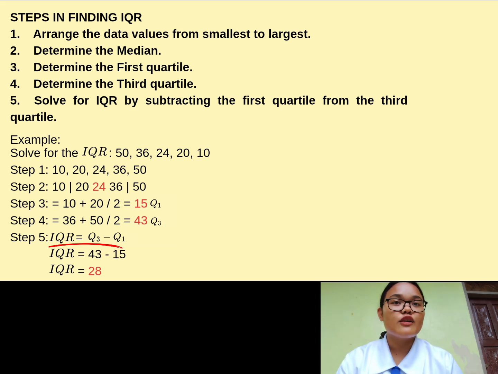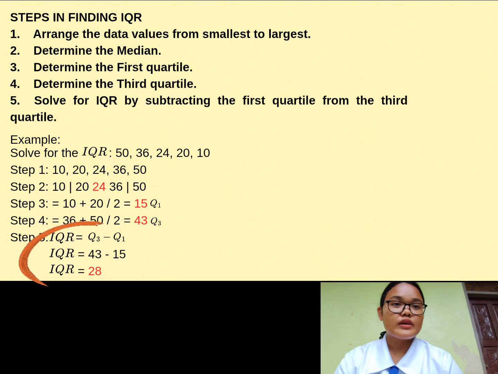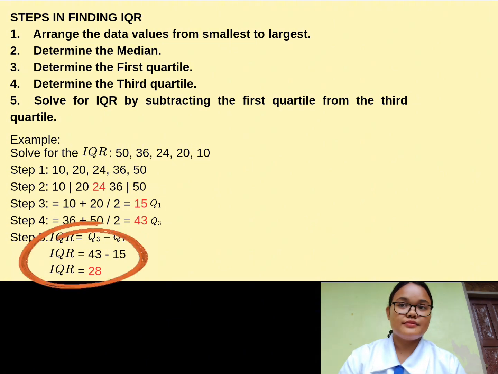Now let's solve for the IQR. The formula is IQR is equal to Q sub 3 minus Q sub 1. Let's substitute. We have Q sub 3 as 43 minus Q sub 1, 15. So the IQR is 28.